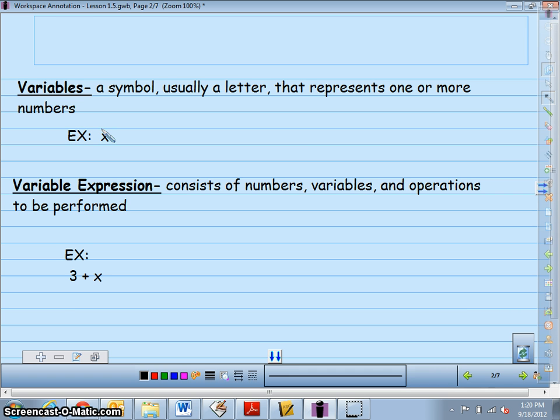that's just a variable. So then a variable expression is just a math problem that consists of a number, a variable, some kind of operation. So again, 3 plus x, this right here, is a variable expression.